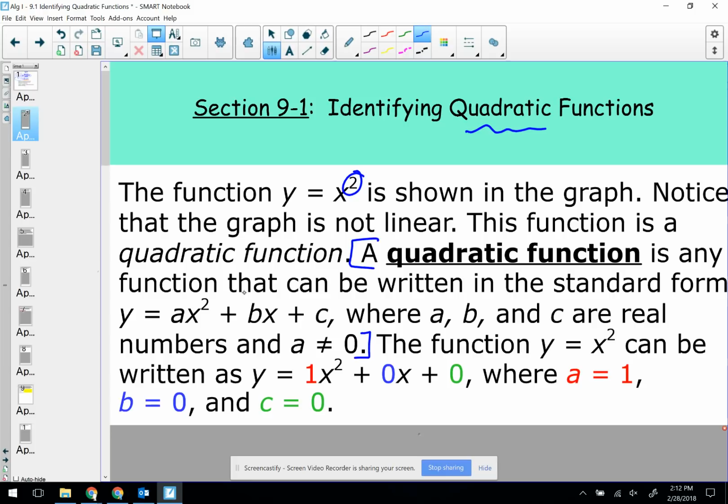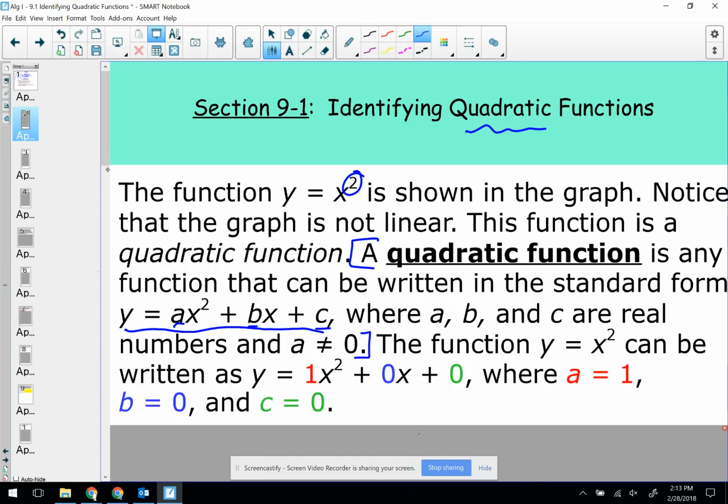A quadratic function is any function that can be written in standard form, ax squared plus bx plus c. I'm going to emphasize that. That is called standard form, right? We know that form. It has to be in that form when we work with it. a is the number out front, b is the number in the middle, and c is the constant. Okay?